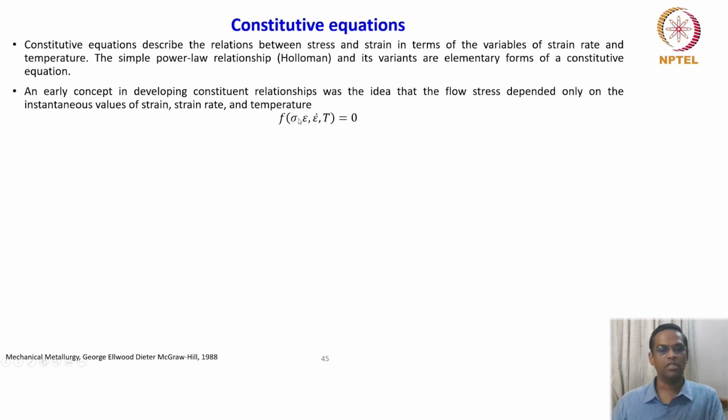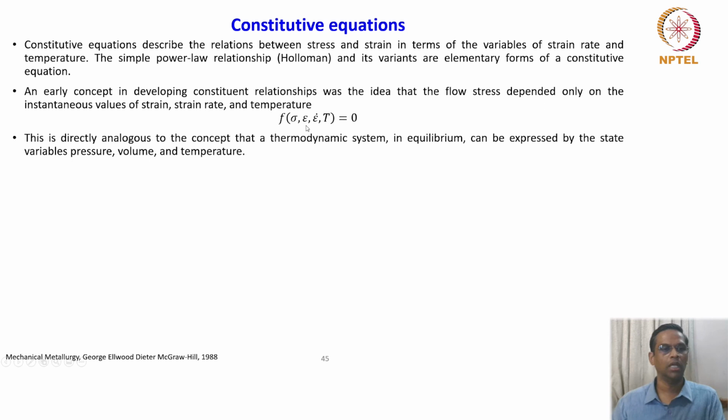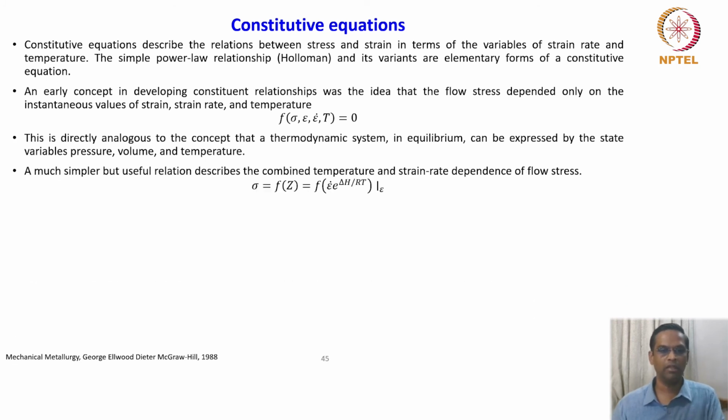So this is a function which is dependent on sigma, epsilon, epsilon dot, T equal to 0. This is directly analogous to the concept that a thermodynamic system in equilibrium can be expressed by the state variables pressure, volume, and temperature. So people tried to derive a constitutive equation looking at all these aspects. It was a bit complex, and some assumptions have been made, and I'm not getting into the details, but I will give some simpler results reported in the literature.